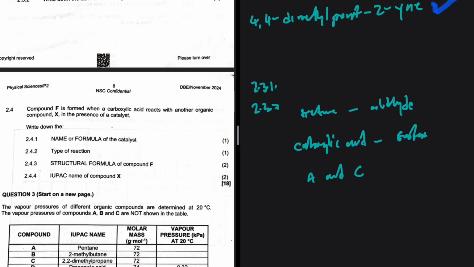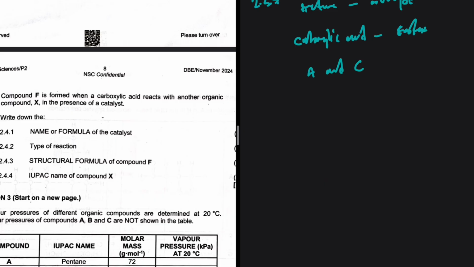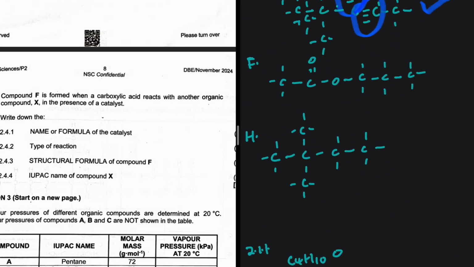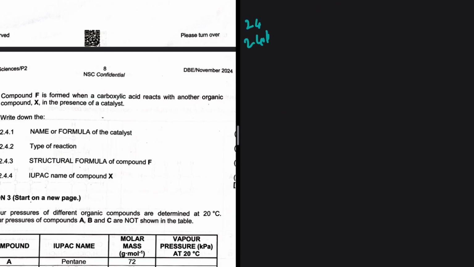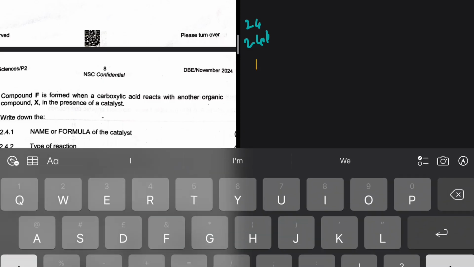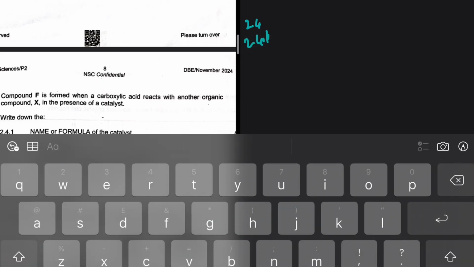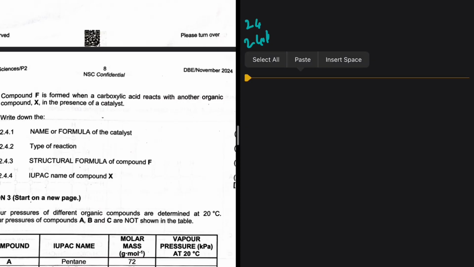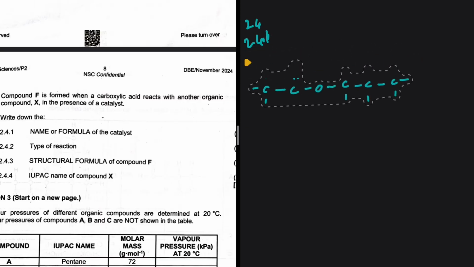Let's move to 2.4. So 2.4.1. Compound F is formed when a carboxylic acid reacts with another organic compound X. So compound F, we have drawn compound F. So let's just copy it because we're gonna need it there. Copy, and then let's see if we can paste that. Okay. Can I paste? Having some difficulties here. Okay, there we go. That is compound F, right?